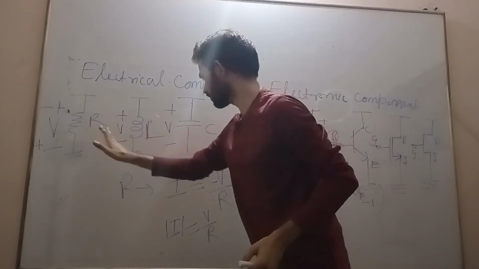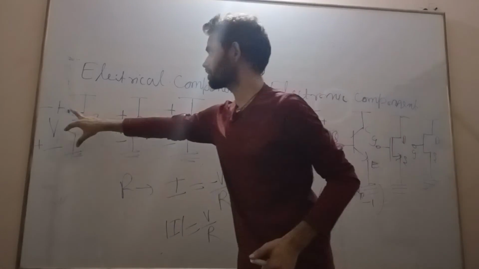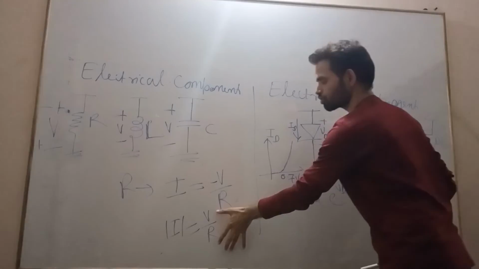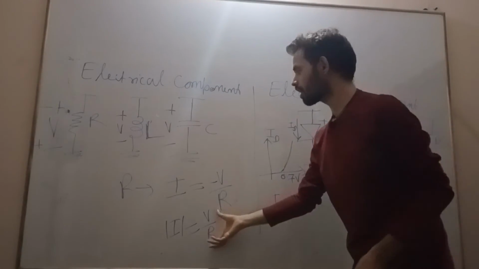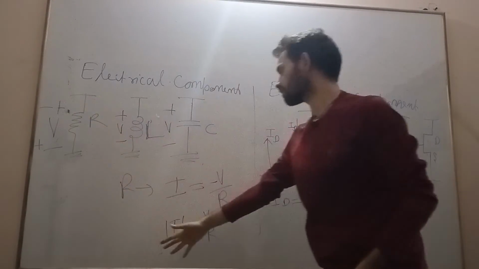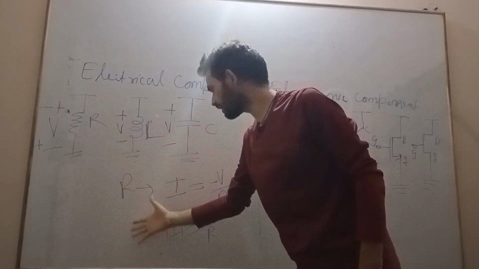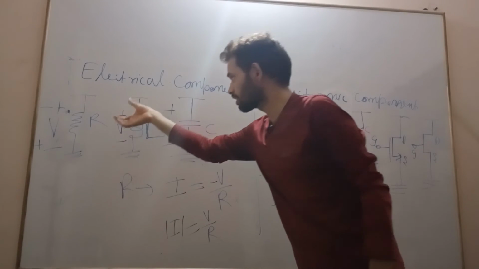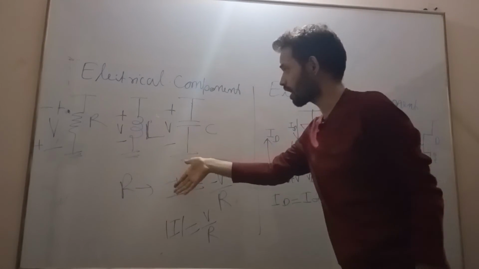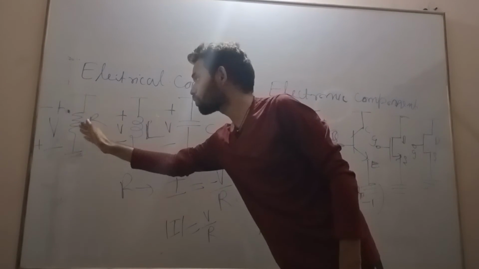And before changing the polarity, the magnitude of current is the same. After changing the polarity, the magnitude of current is also the same. So here we are not getting any change through the resistor after changing the polarity of voltage.